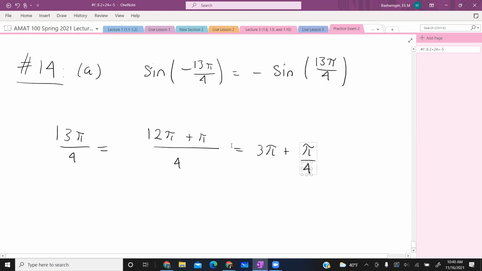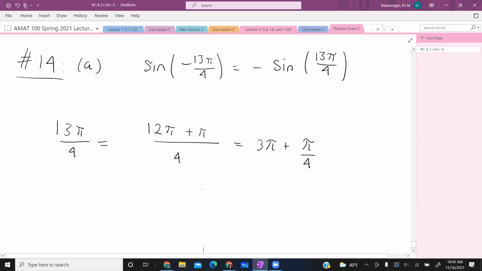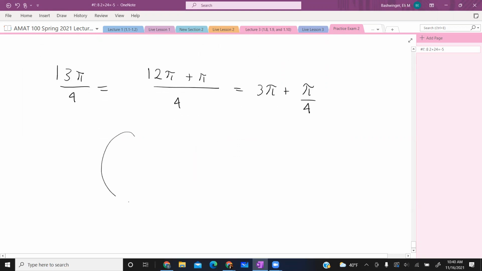So let's figure out what that means. 3 pi, if you have your circle, is comprised of 2 pi and then pi. So 2 pi means go all the way around the circle, and then you go around a distance of pi. And then pi over 4 means you're going to land somewhere in the third quadrant. So 13 pi over 4 corresponds to the third quadrant.